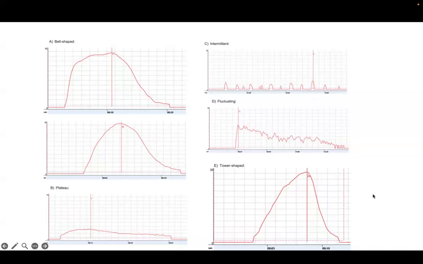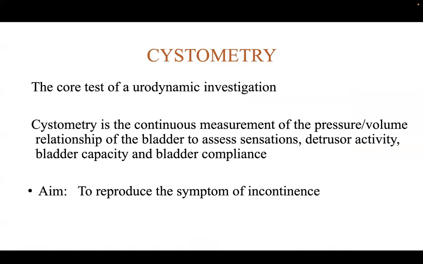I hope you are clear about uroflowmetry. If you are clear, then we will go for cystometry. Cystometry is a core test of urodynamic investigation. In cystometry, it is the continuous measurement of the pressure of the bladder and the relationship of the bladder to assess the sensation, detrusor activity, bladder capacity, and bladder compliance. What is the aim? To reproduce the symptom of incontinence.